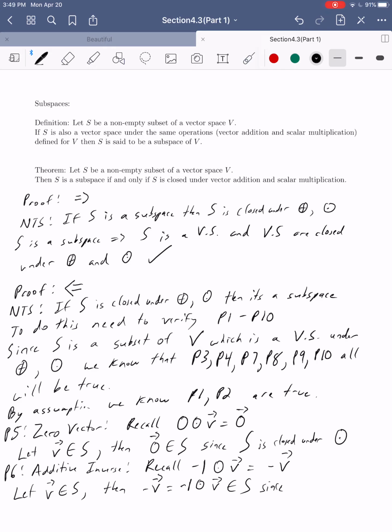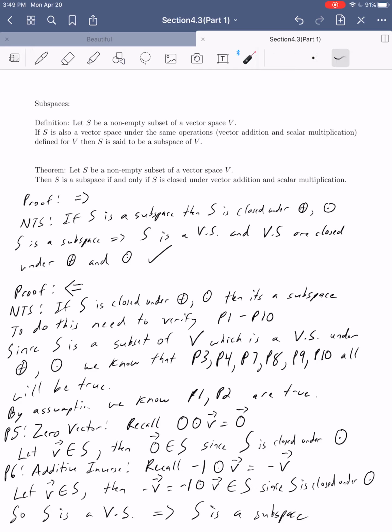It's an element of S since S is closed under scalar multiplication. So that shows us that the 0 vector and all the additive inverses of any vector inside of S are guaranteed to also be in S, since S is closed under this scalar multiplication. So S is a vector space, which implies S is a subspace, because we've already assumed that S is inside of V, so showing that S is a vector space makes S a subspace. And that's what we wanted to show here.